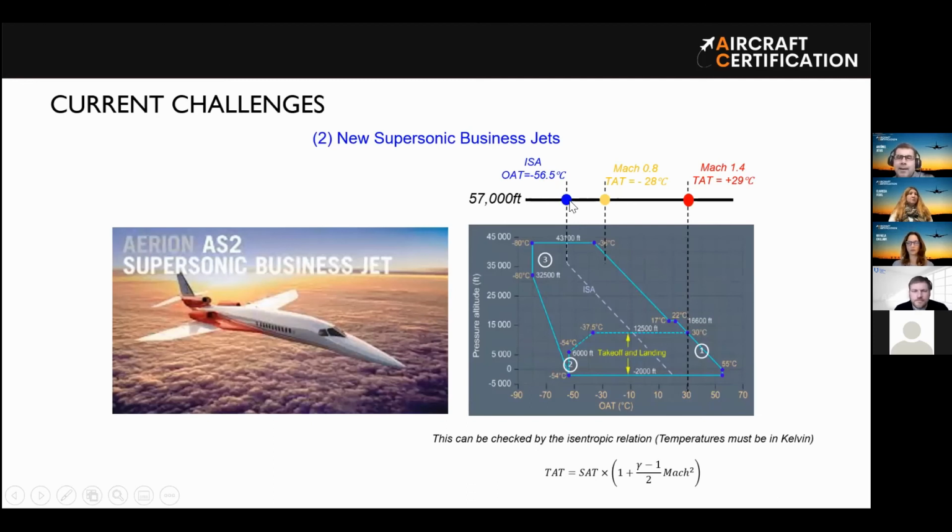And if you are flying in a typical commercial airplane, for example, at Mach number 0.8, then the total temperature will be minus 28, which is also not a problem. It's very cold, so it's not a problem. However, if you start flying at Mach 1.4, then the total temperature becomes almost 30 degrees Celsius. So you can be at 57,000 feet at 30 degrees Celsius of air temperature. This is very hot. And this is a type of problem that this type of aircraft will face to control the cabin environment.